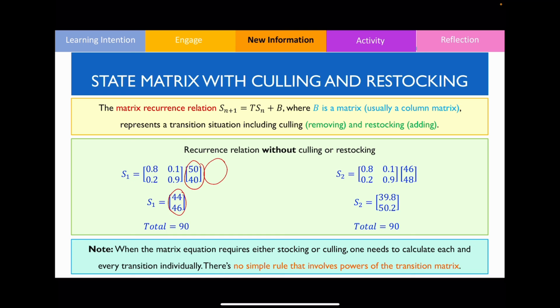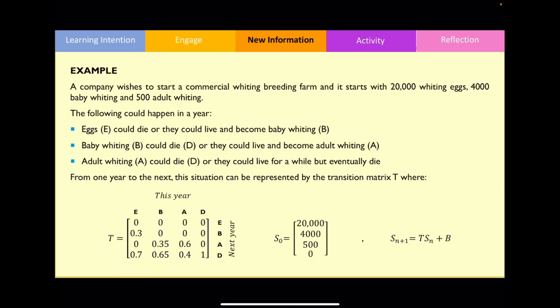Let's now look at another example that involves culling and restocking. In this particular question, it reads: a company wishes to start a commercial whiting breeding farm and it starts with 20,000 whiting eggs, 4,000 baby whiting and 500 adult whiting. The following could happen in a year. Eggs could die or they could live and become a baby whiting. The baby whiting could die or they could live and become an adult whiting. The adult whiting could die or they could live for a while but eventually die. So that's what E, B, A, and D represent.